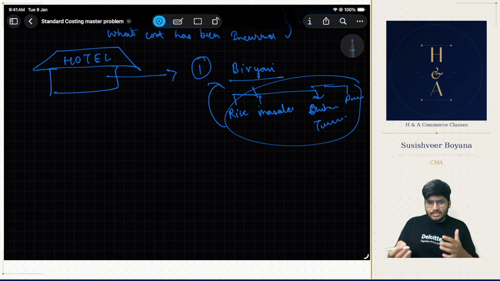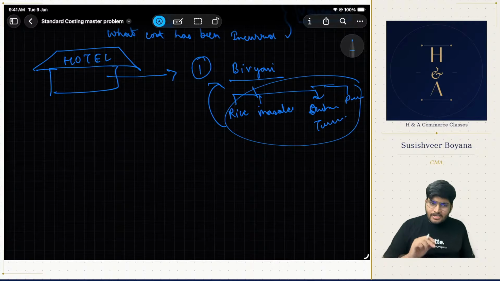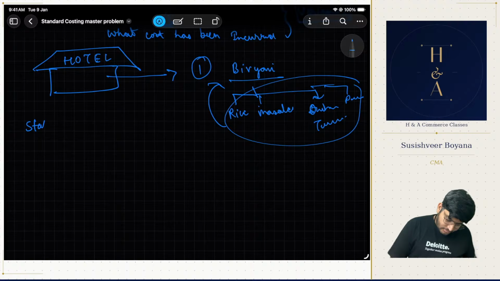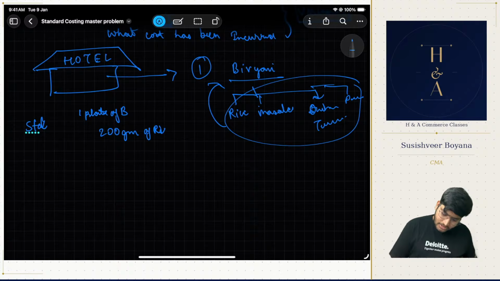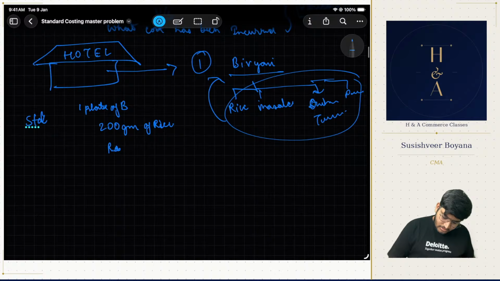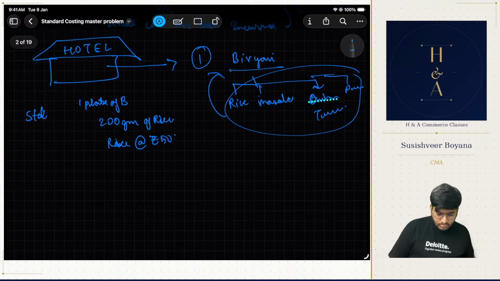I'm the owner, and you guys are probably the store manager, where your goal is to get all the required items. Since I've been in the industry, I tell you the standard: for one plate of biryani, I need 200 grams of basmati rice. And I also know, based on the market, rice is at the rate of 50 rupees per kg.